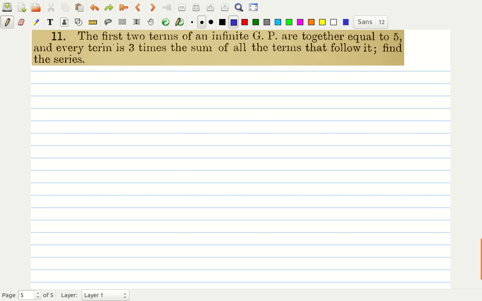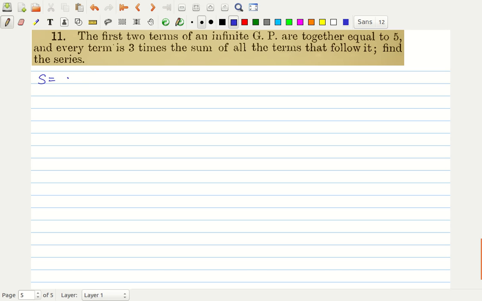The first two terms of an infinite GP are together equal to 5, and every term is 3 times the sum of all the terms that follow it. Find the series.